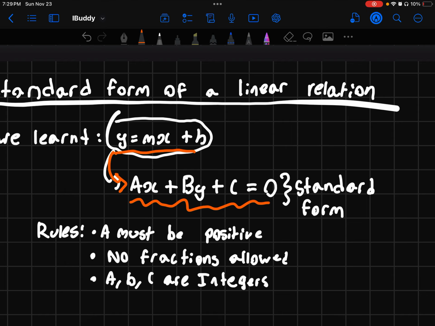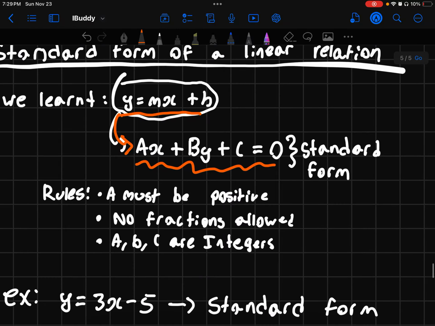When converting, there are a few rules that you must follow. The a value must always be positive. No fractions are allowed in the whole equation, and a, b, and c are integers. So no fractions, like I already said, and along with that, no decimals.